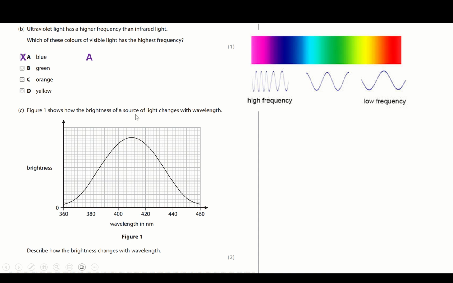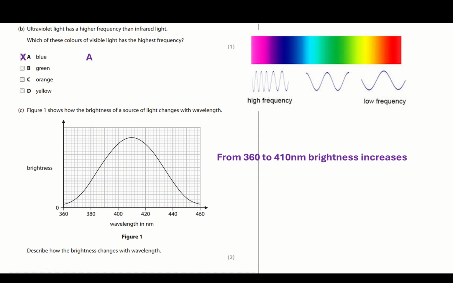Figure 1 shows how the brightness of a source changes with wavelength. So we've got wavelength along the bottom. We've got brightness up the side, and we can see, well, it increases. So as wavelength increases, brightness increases. It then gets to an optimum or a peak at 410 nanometers. So we're going to have to mention that. And then it decreases. So for 2 marks, it's actually quite an easy question.